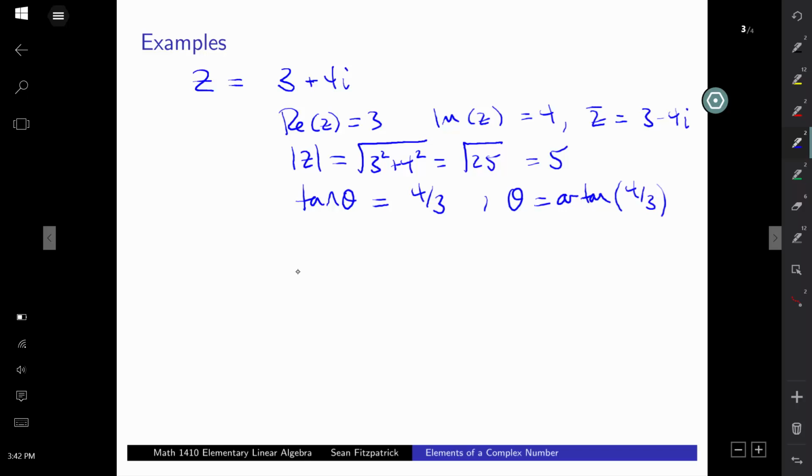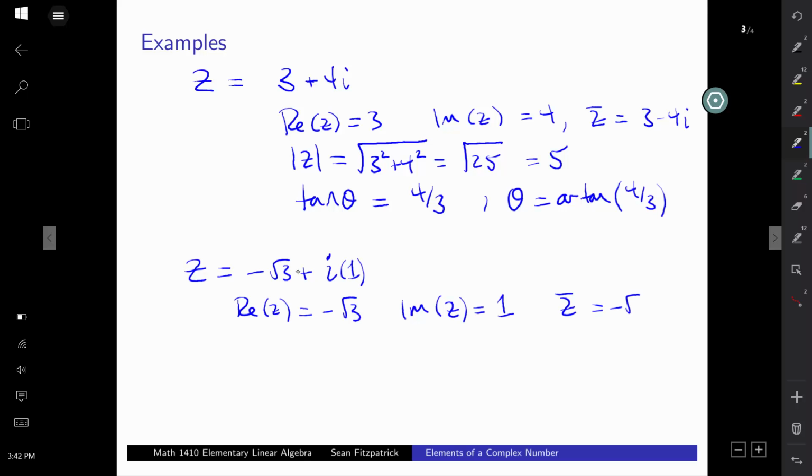On the other hand, if we had something like, say, z is equal to minus root 3 plus i, we can deal with this guy as well. Here, the real part of z is equal to minus root 3. The imaginary part of z is equal to 1. Keep in mind that i is the same thing as i times 1. The complex conjugate is minus root 3 minus i.